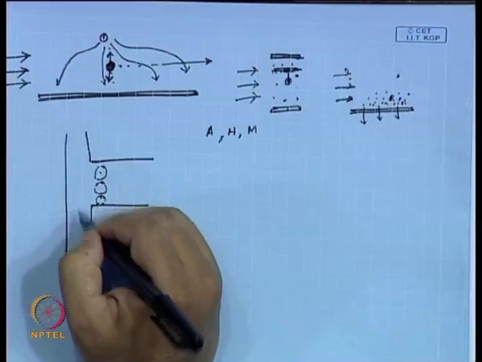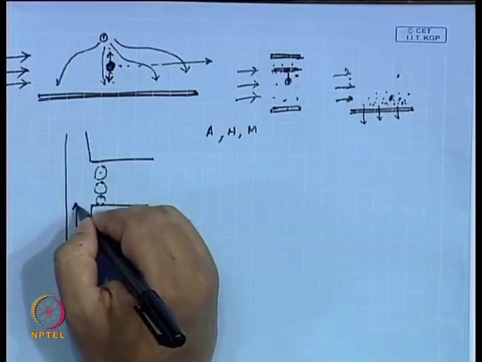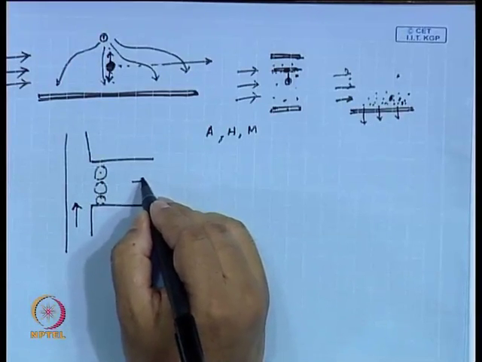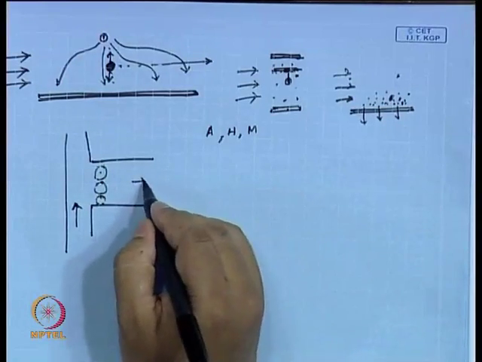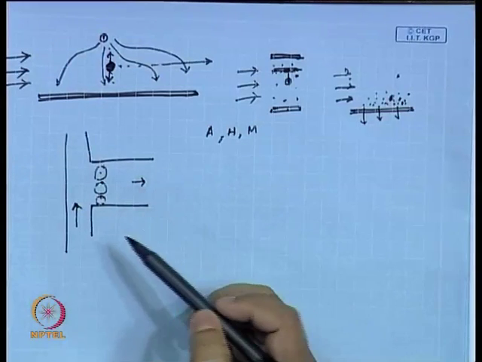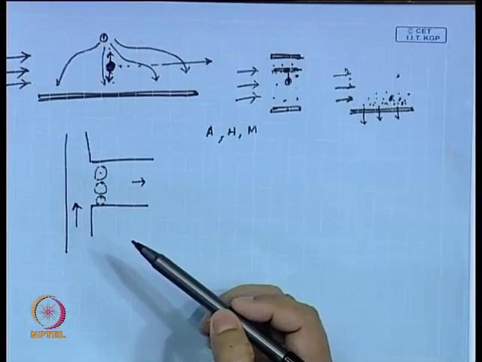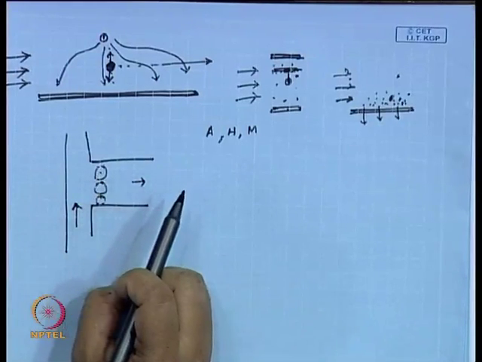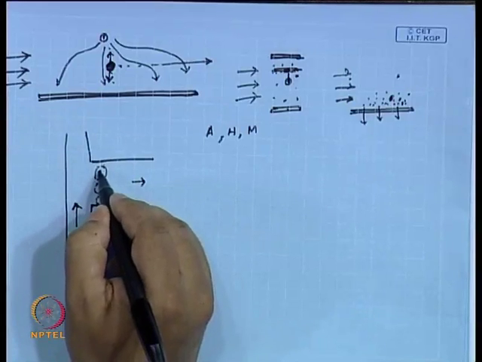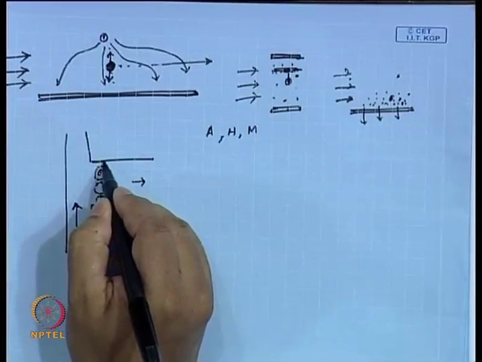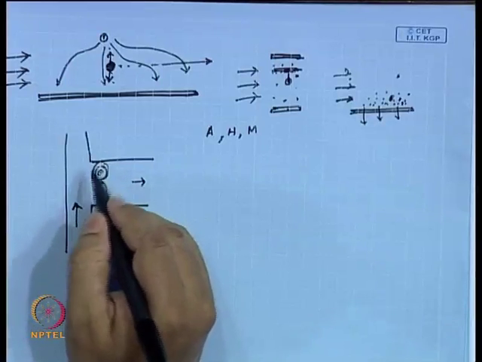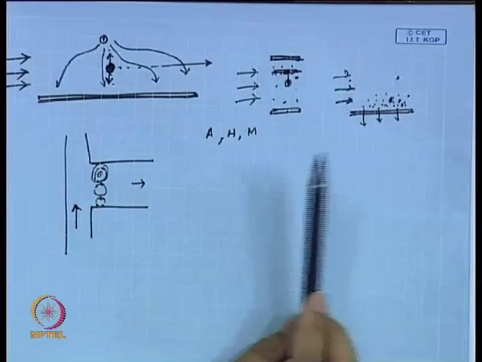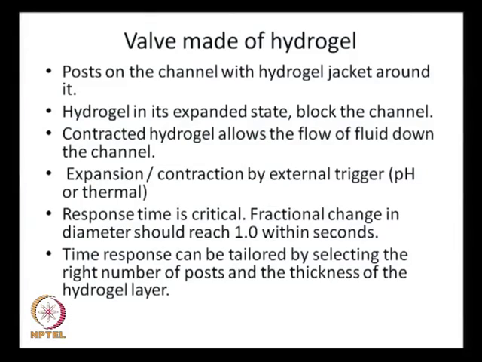Okay. You have a flow taking place, and when you desire to have a flow through this channel, that should happen. All right. So, what happens here is hydrogel in its expanded state blocks the channel. This hydrogel layer can contract or expand, that means it can shrink or it can grow. When it grows, it blocks the channel, and when it shrinks, it opens a part of the channel. So, contracted hydrogel allows the flow of fluid down the channel.